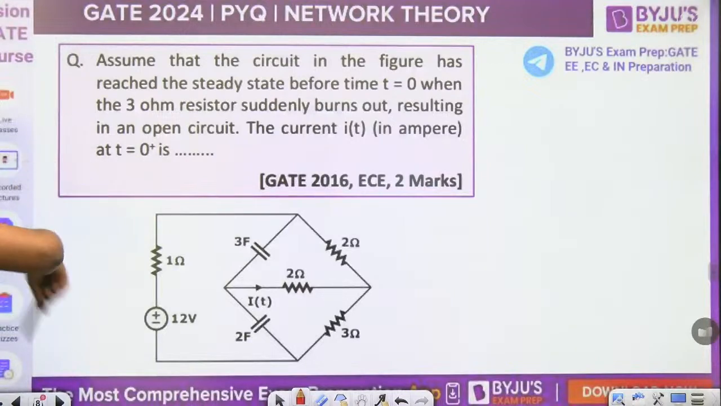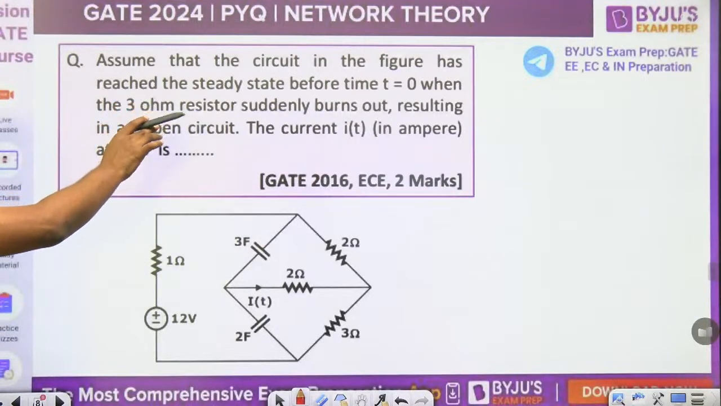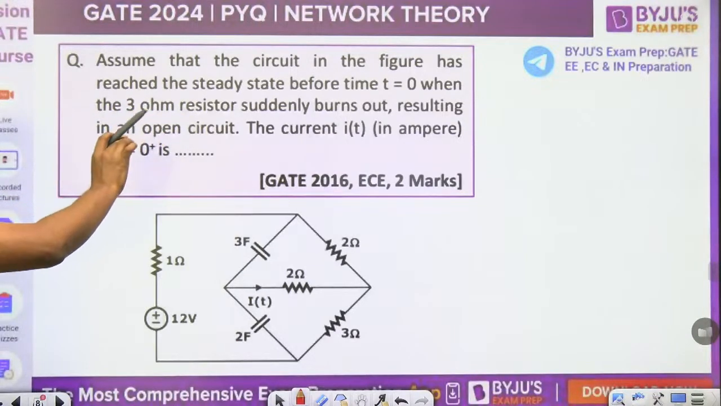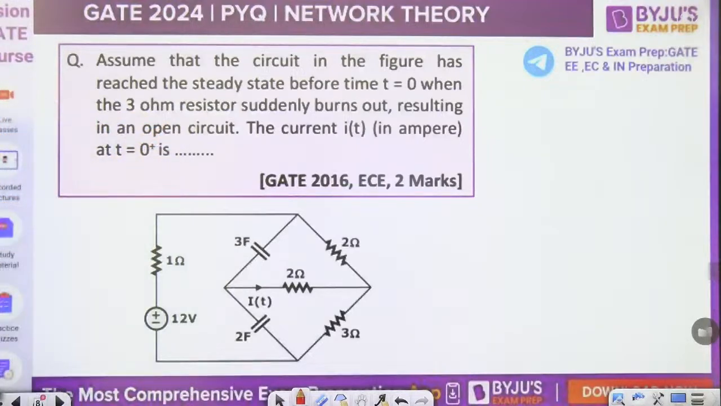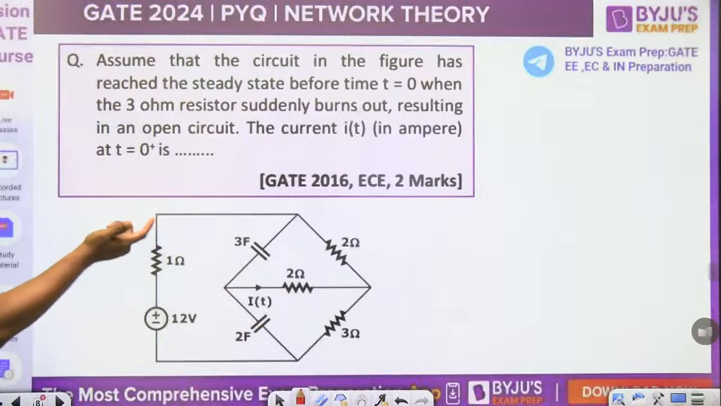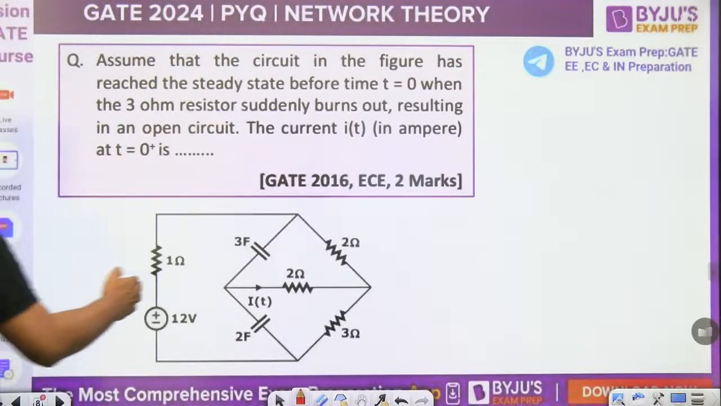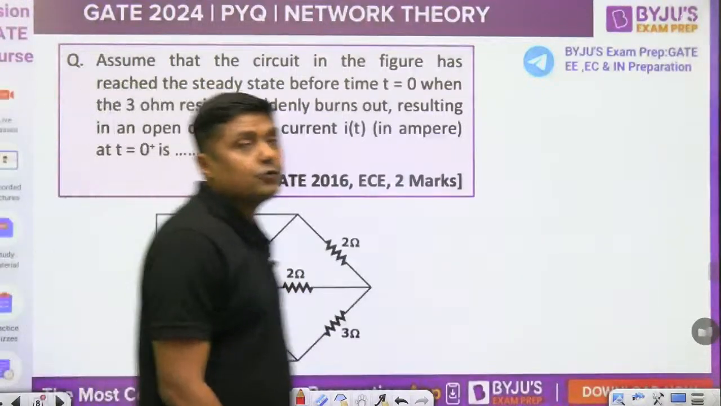Now this is a question from the transient, guys. Assume that the circuit in the figure has reached the steady state before time t equal to 0. When the 3 ohm resistor suddenly burns out, it results in an open circuit. It is written in the question. The current i(t) at t equal to 0 plus is, what is the current through this? i(t) at t equal to 0 plus you have to find.